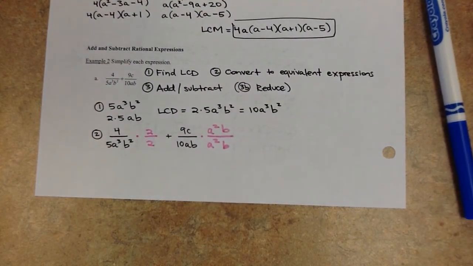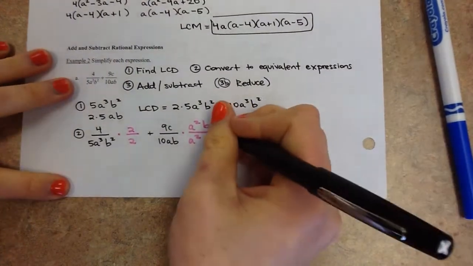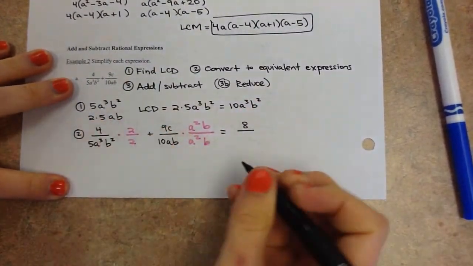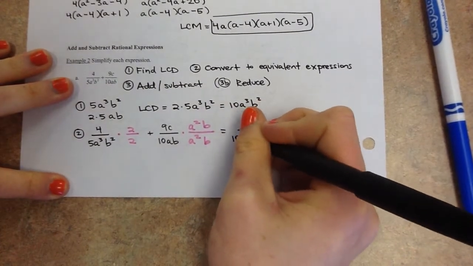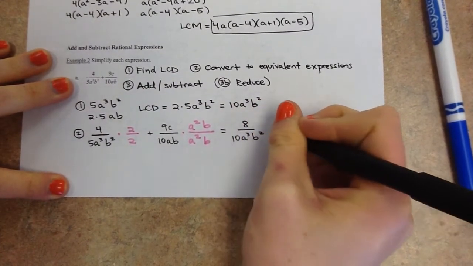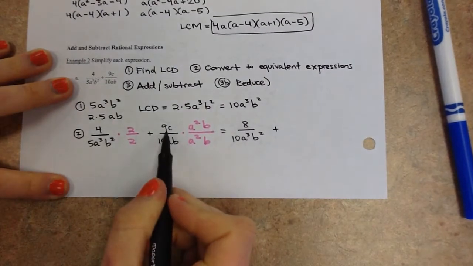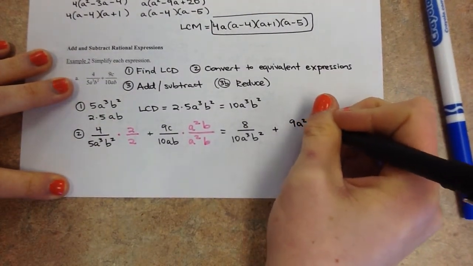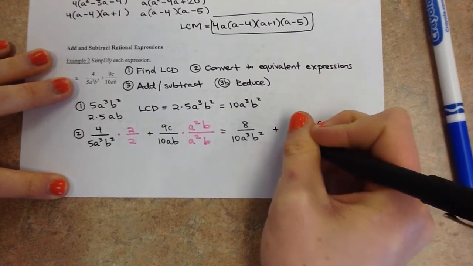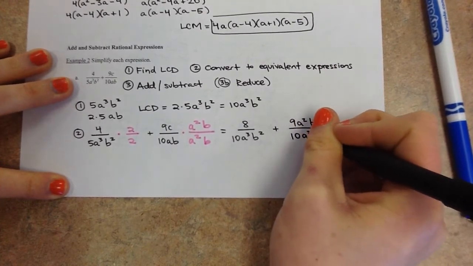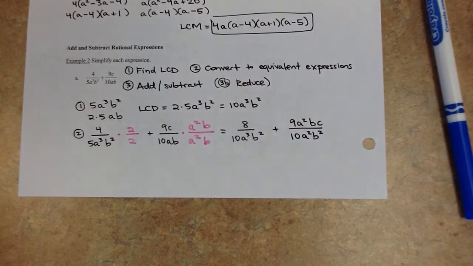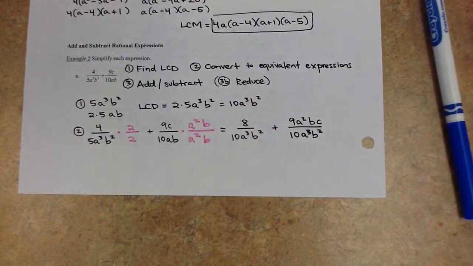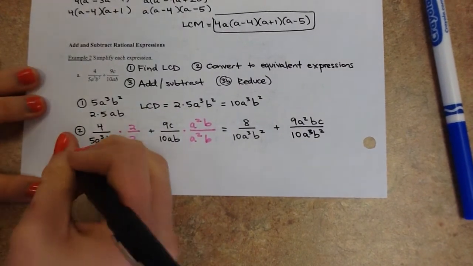All right, so now let's clean both those up. So multiply the numerators together. 4 times 2 is 8. And then multiply the denominators together and I get the LCD. And then plus, multiply 9c times a squared b, and I get 9a squared bc over the LCD. Okay, so now they have the same denominator. Whoops, they would if I wrote that right. That's a cubed. Now they have the same denominator.